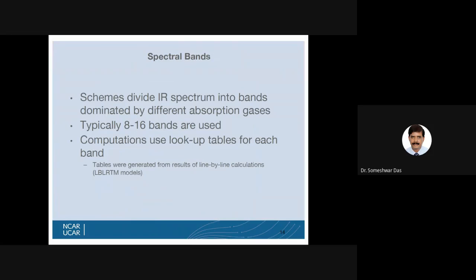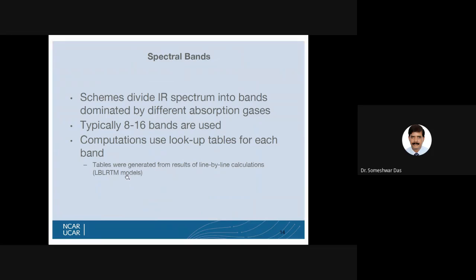Then, what about the spectral bands? The schemes divide the IR spectrum into bands dominated by different absorption gases. Typically, 8 to 16 bands are used. The computations use lookup tables for each band. Okay, there are certain pre-stored values which we don't have to compute every time step. Okay, so they are stored in the lookup tables for each band. Tables were generated from results of line-by-line calculations. Okay, LBL line-by-line calculations of the RTM models, the radiative transfer model.